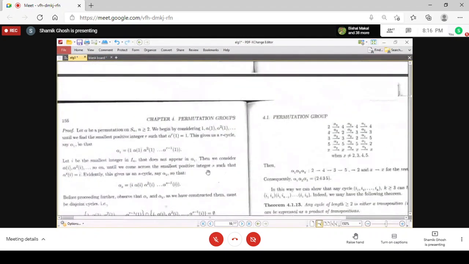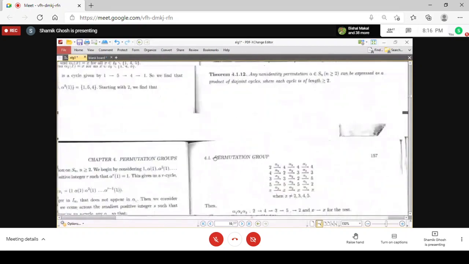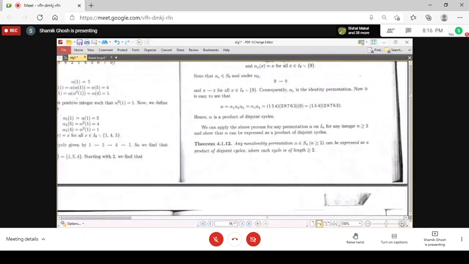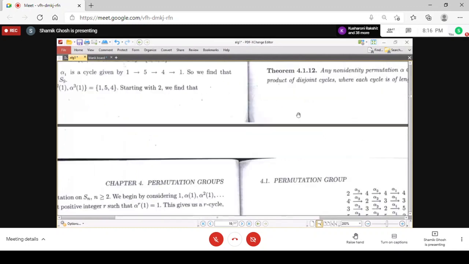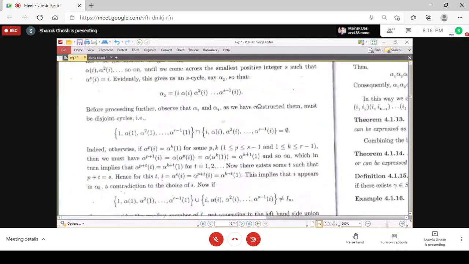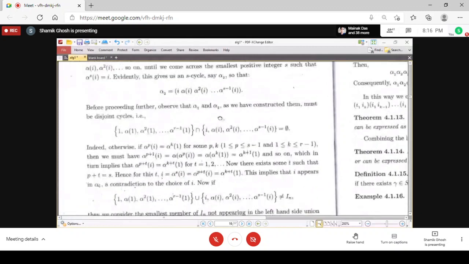There will be a theorem like this. Here it is, the theorem. You see that any non-identity permutation can be expressed as the product of disjoint cycles, where each cycle is of length greater than or equal to 2. And the part that it becomes disjoint, you will see that it will be proved here.